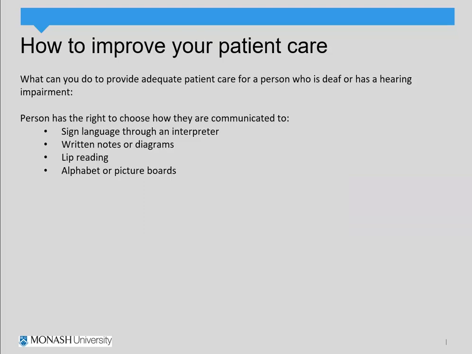So when you are providing patient care for someone who is deaf or has a hearing impairment, it's really important to understand that the person actually has a right to choose how you communicate to them. There is a thing called the Australian Charter of Healthcare Rights, and these rights describe what a person receiving healthcare in Australia can demand from a healthcare service and also from a healthcare practitioner. And one of those is the right to choose how you're communicated to.